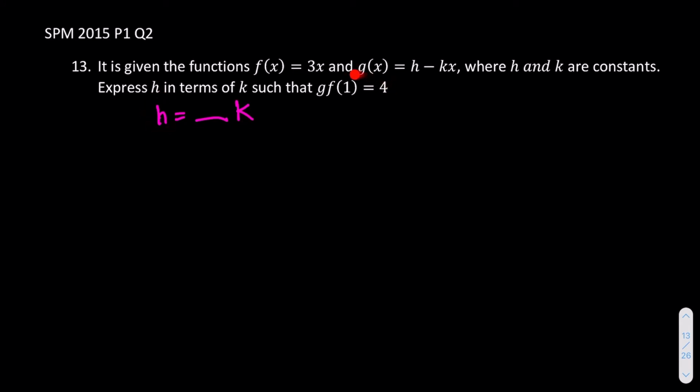And they give us gf of 1 is 4. So obviously they ask us to find the composite function. Whatever they want, we just do, right? So g of f we're going to find first.